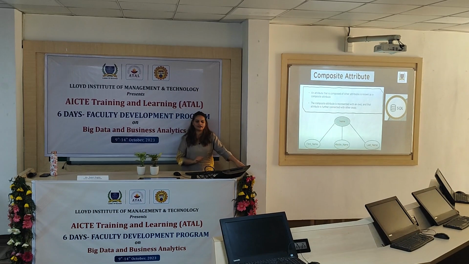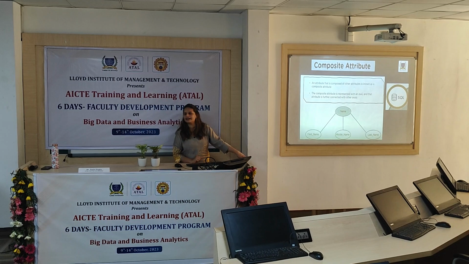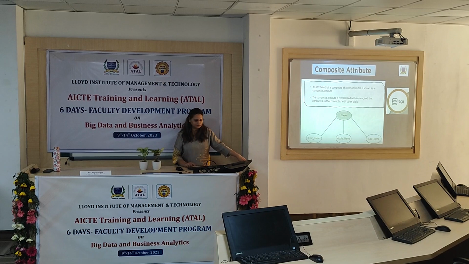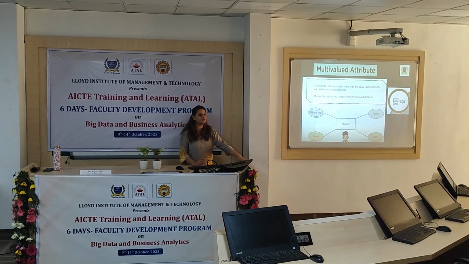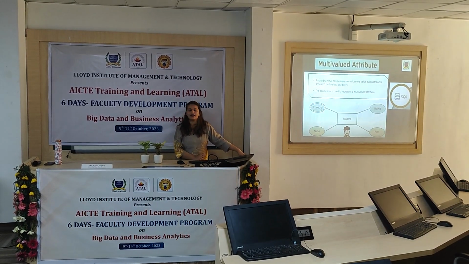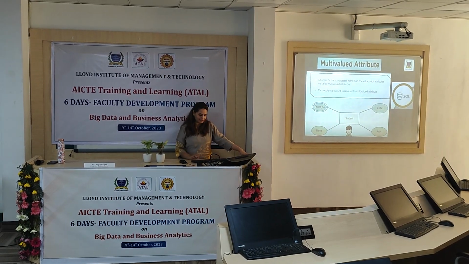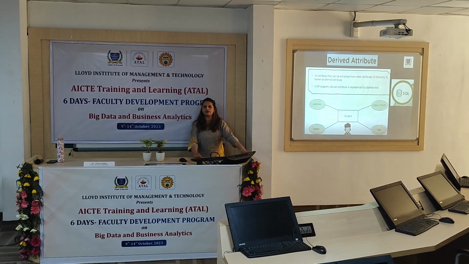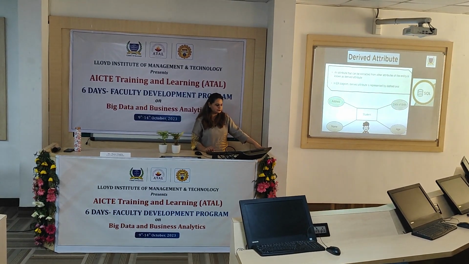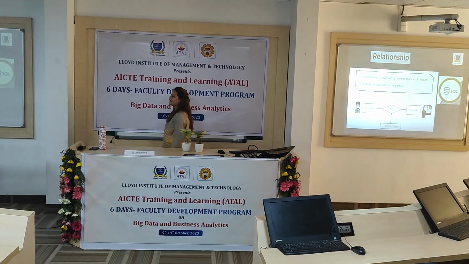Moving ahead, composite attribute, as you can see, name can be segregated into first name, middle name, last name. Similarly, address can be segregated: city, street, address, zip code, postal code. Multi-valued attribute, many of you must be having 2 addresses. One is temporary, one is permanent address, and many of you must be having 2 phone numbers. That is also multi-valued. Moving ahead, derived attribute, as you can see, with the help of date of birth, you can derive age, right?